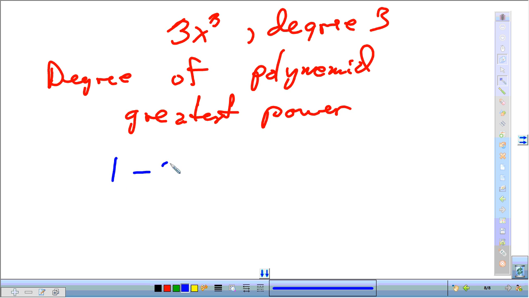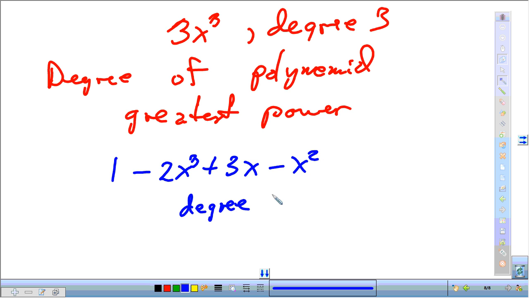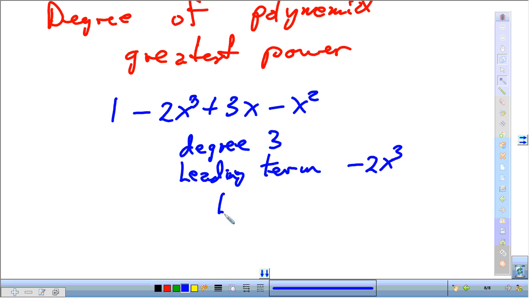So if I have 1 minus 2x cubed plus 3x minus x squared, it has degree 3. That's the highest of the constant, the first degree, second degree, and the cube. The terminology, the leading term, would refer to the third degree term, so minus 2x cubed, with a leading coefficient of minus 2.